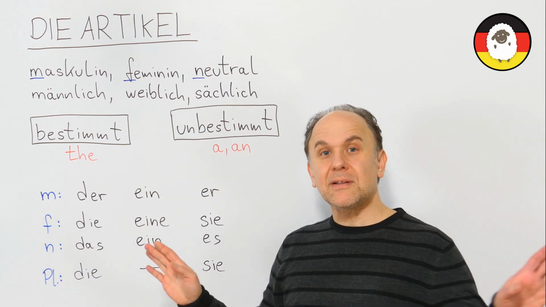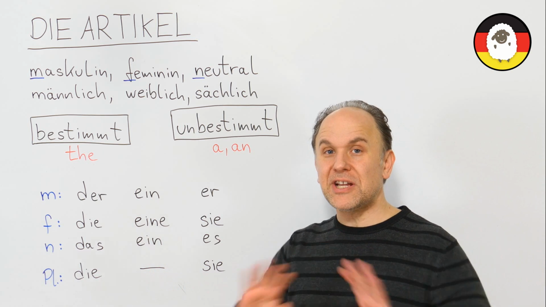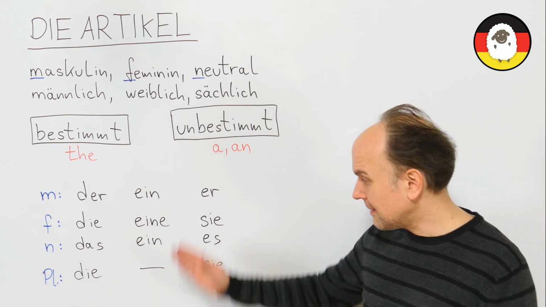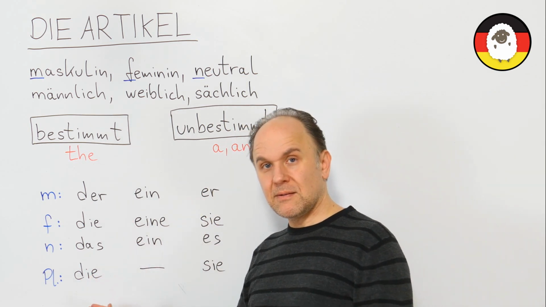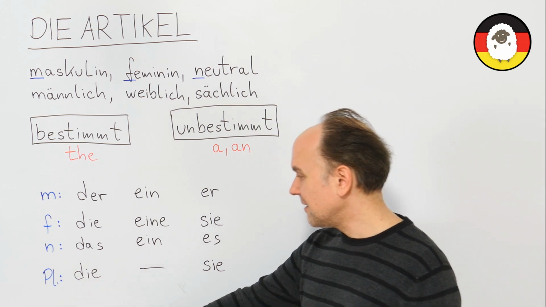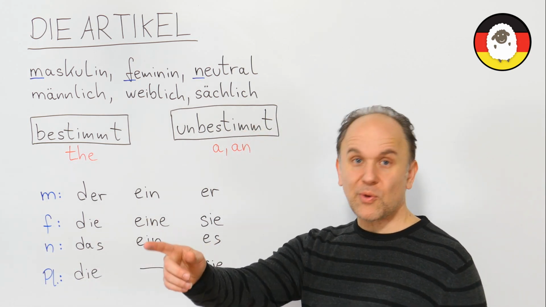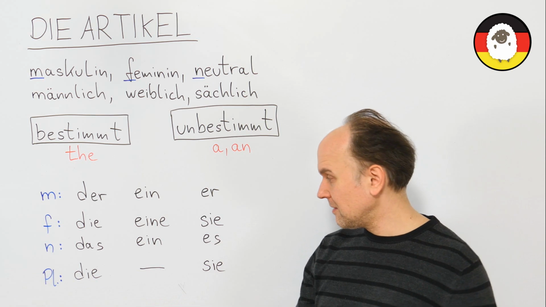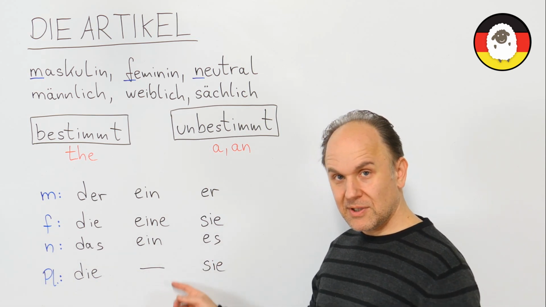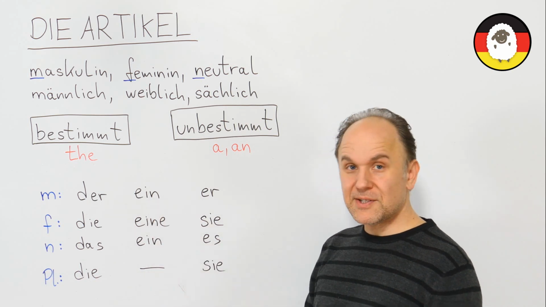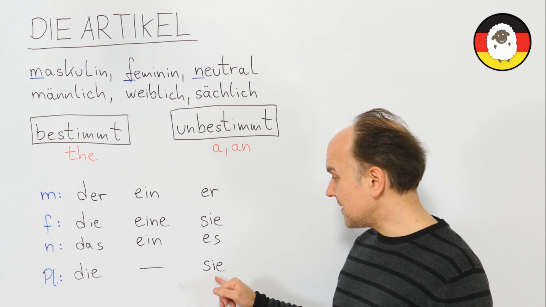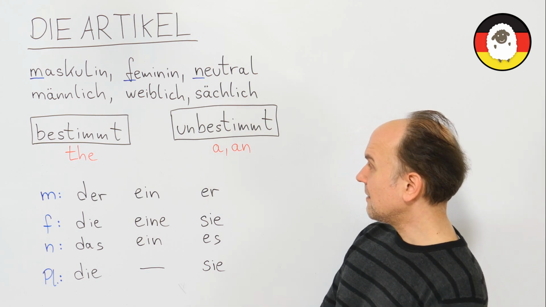And any plural, no matter what the gender of the noun you're referring to, is die. So the plural definite article is die. So die Frauen or die Männer, doesn't matter. Da sind Männer. There's no article in plural. For the indefinite article, there is no indefinite article in plural. And they are, sie sind.